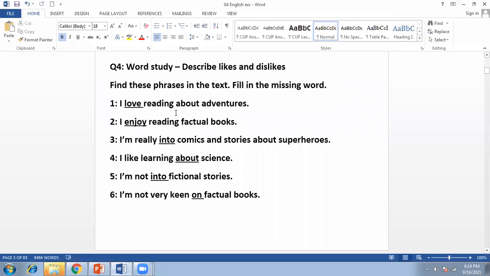I love reading about adventures. I enjoy reading factual books. I'm really into comics and stories about superheroes. I like learning about science, and I'm not into fictional stories. I'm not very keen on factual books. So this is how you are going to complete question number 4.